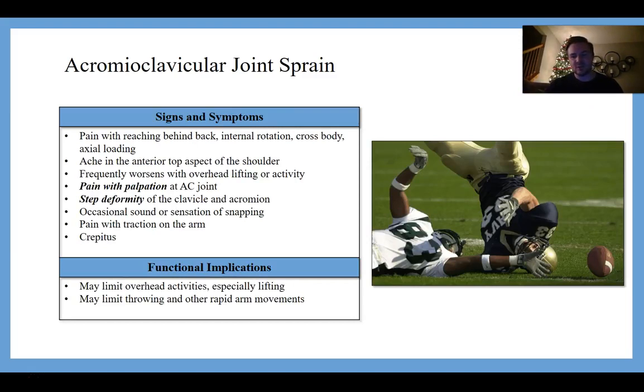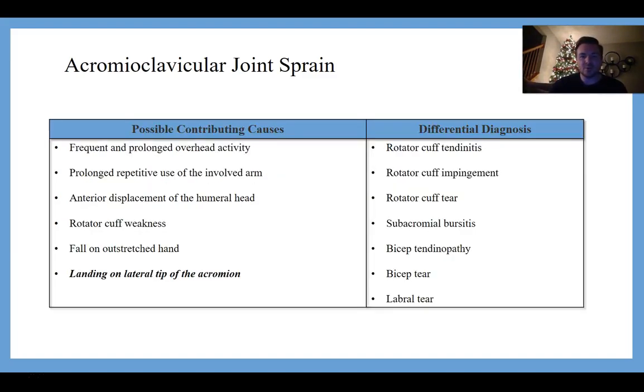And speaking of which, here we have a picture of a football player falling onto the tip of their shoulder. So again, signs and symptoms: you think about what compresses the AC joint, what compresses that meniscus that lives between the acromion and clavicle. That would be things like reaching behind your back, internal rotation, cross-body, axial loading. You have an ache in the anterior and top aspect of your shoulder, with pain on palpation. You may have a step-off deformity of the clavicle and acromion, which is in a slide coming up here. Functional implications: it may limit overhead activities, especially lifting, throwing, and other rapid arm movements.